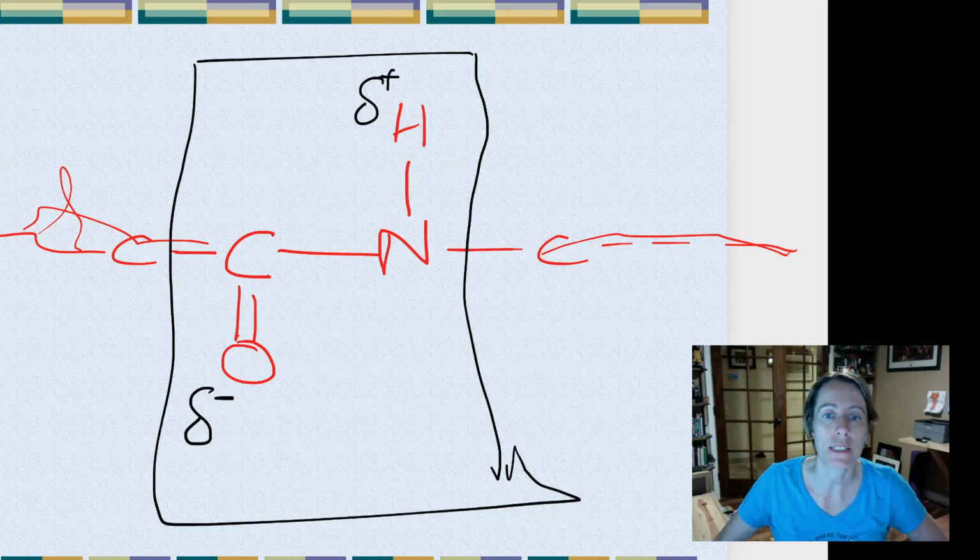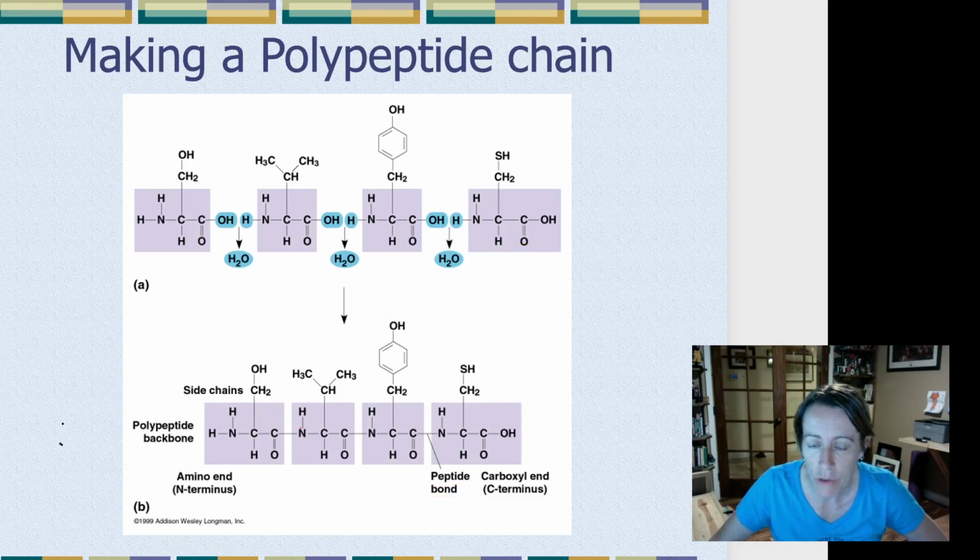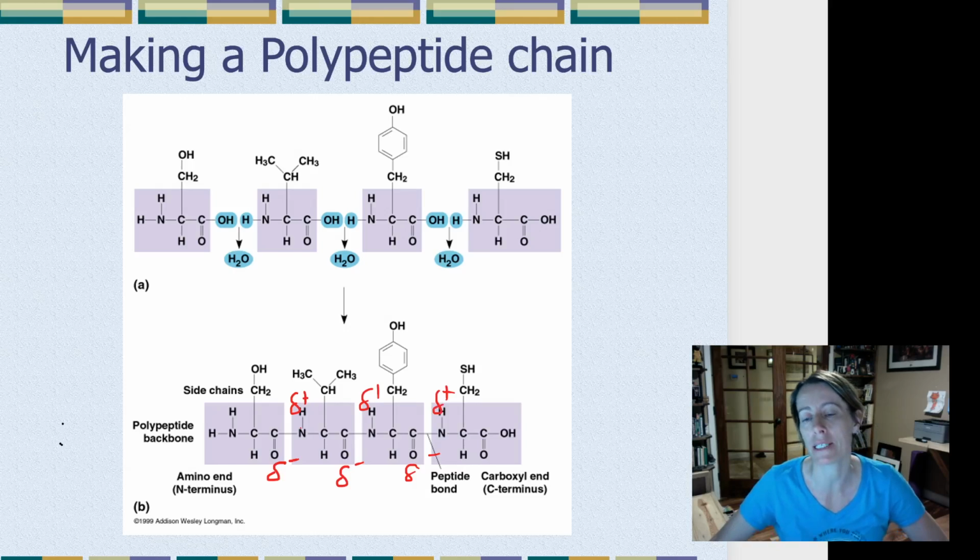So if I go back to this slide and clean up my mess here, I'm going to draw on here. This is going to be slightly negative, this O, and this H is going to be slightly positive. And here's another peptide bond. So this is going to be slightly negative, and this is going to be slightly positive. And another one, slightly negative, slightly positive, between every single amino acid in the chain. Now this is a very short chain. It's only 4 amino acids long.